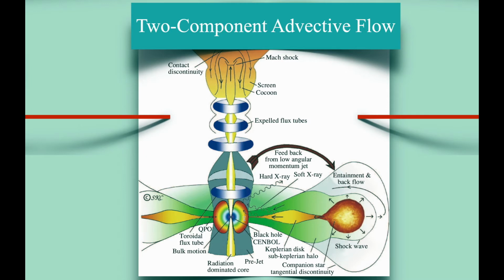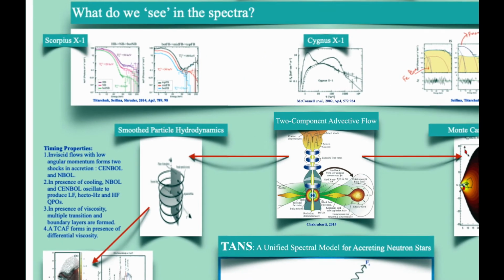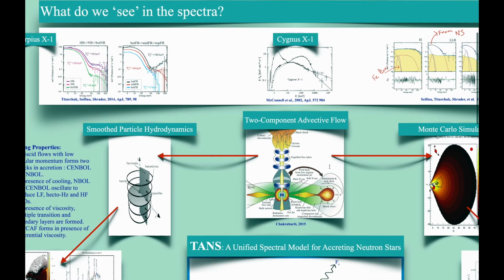Now, in order to check whether this sort of a system, this TCAF geometry or the TCAF paradigm, is applicable for neutron stars or not, we take a twofold approach. We study the timing as well as spectral properties. Now, in timing, what we find is that we did a twofold study. I'll go through the timing first.